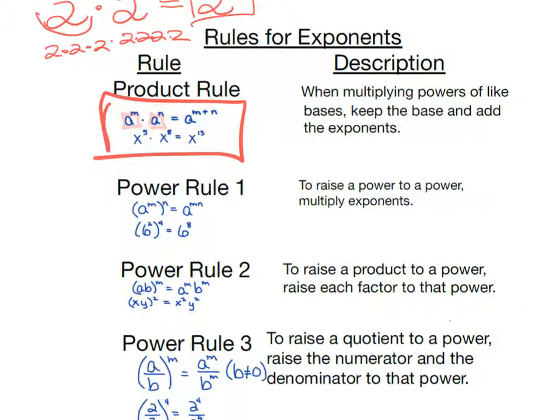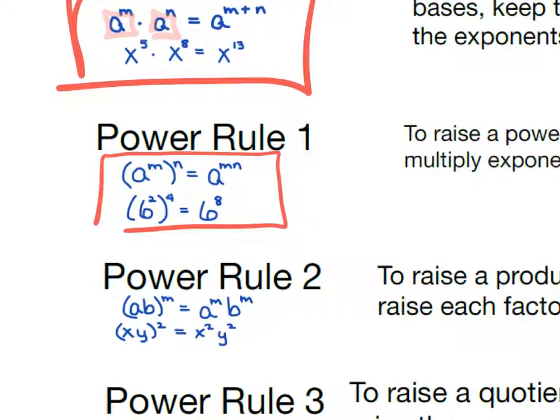So whenever you have a power that's raised to a power, we're going to take those exponents and we're going to multiply them. So here are two examples. If I have a to the m and I'm raising that entire thing to the n power, I'm going to take the two exponents, the m and the n, and multiply them. Here is an example with numbers where I have 6 to the second power and I'm raising the whole thing to the fourth power. So again, I would take the two exponents and multiply them and I get 6 to the 8th.